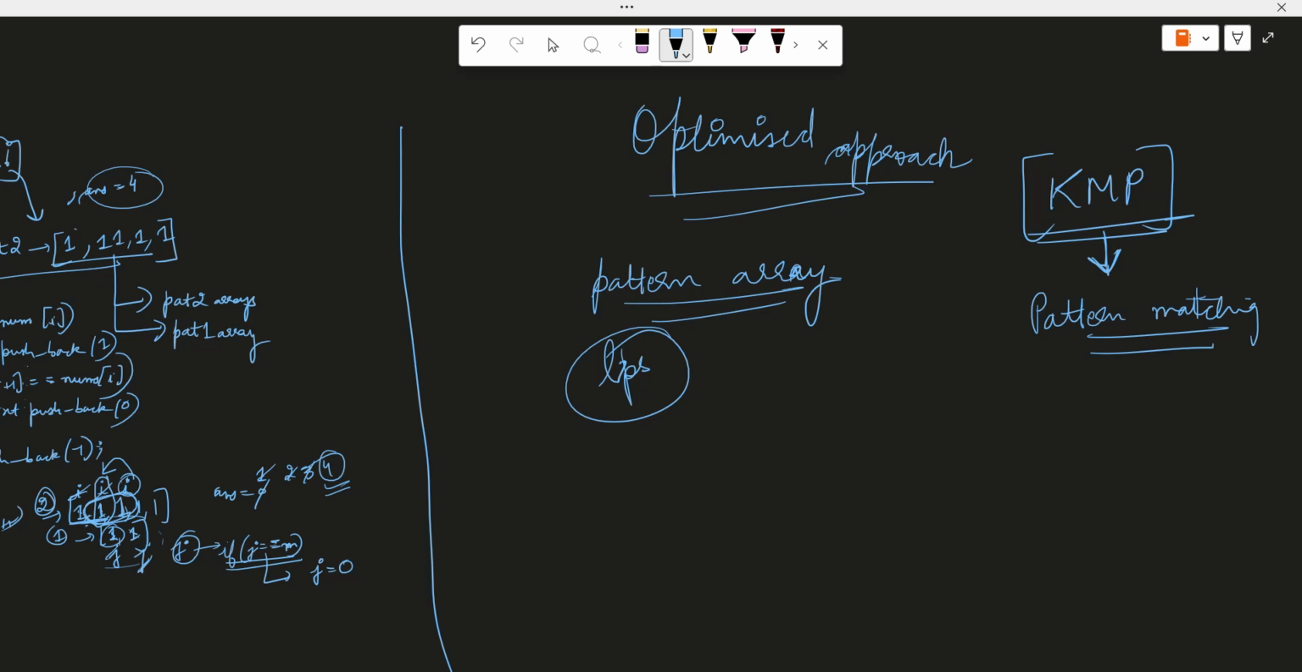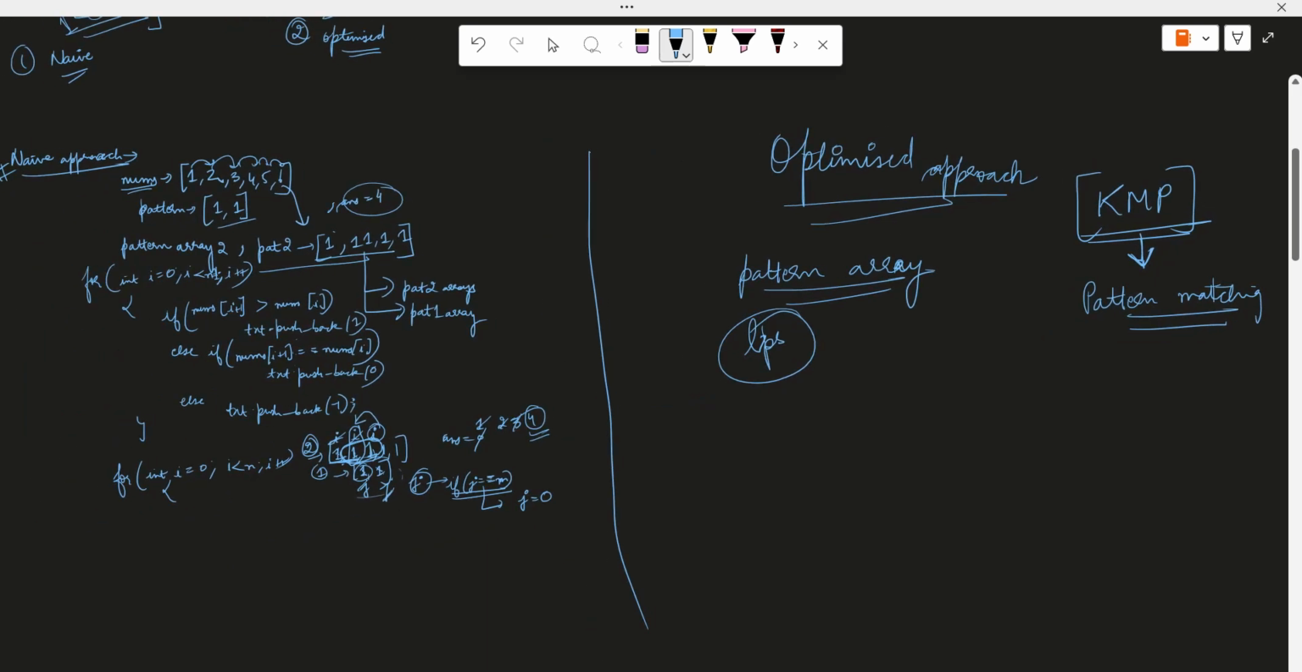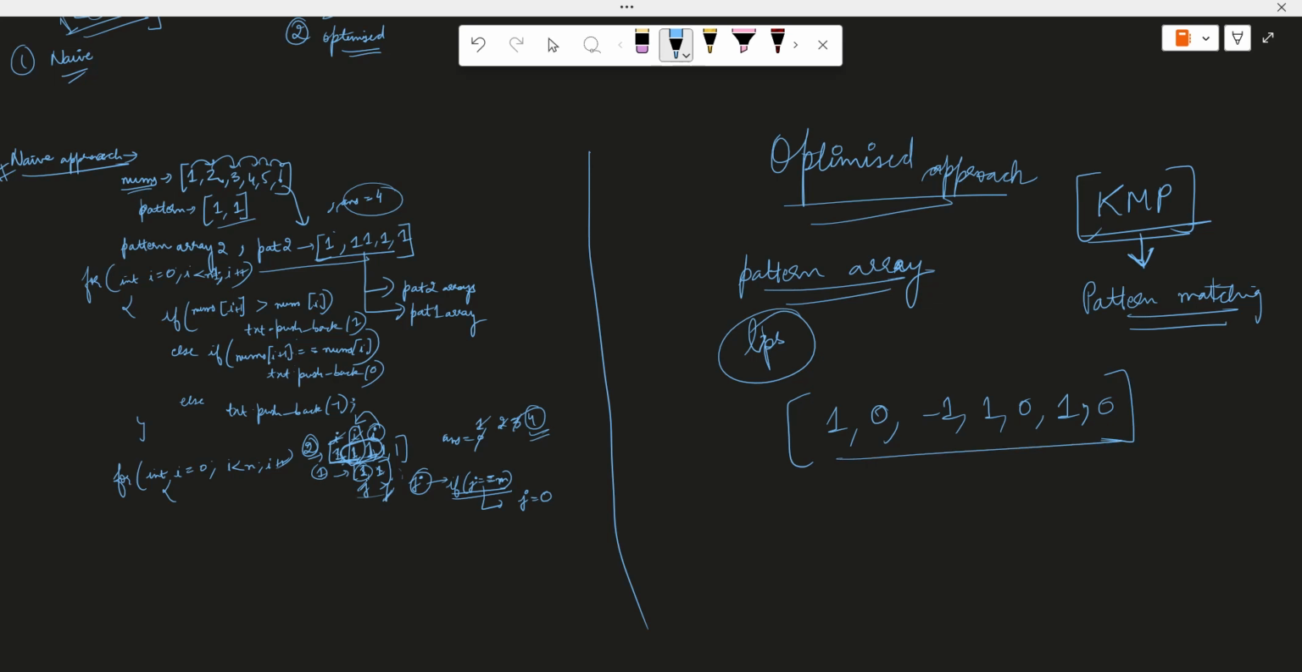For constructing the LPS array, we need to find the longest prefix and the longest suffix which are the same. What I mean is, consider this example. For this kind of pattern, if I consider the LPS array, for the first element it will always be 0. Now we look at the first element, which is 1; for this we will only be taking 0.